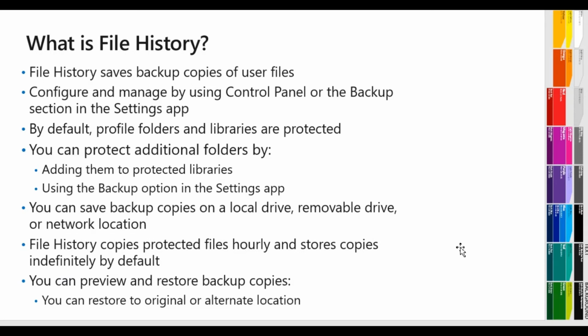First, we're going to look at what is file history. File history saves backup copies of the files. Configure and manage it by using Control Panel or the backup section in the Settings app. By default, profile folders and libraries are protected. You can protect additional folders by adding them to protected libraries. Using the backup options in the Settings app, you can save backup copies on a local drive, removable drive, or network locations. File history copies protected files hourly and stores copies indefinitely by default. You can preview and restore backup copies. You can restore to original or alternate locations.